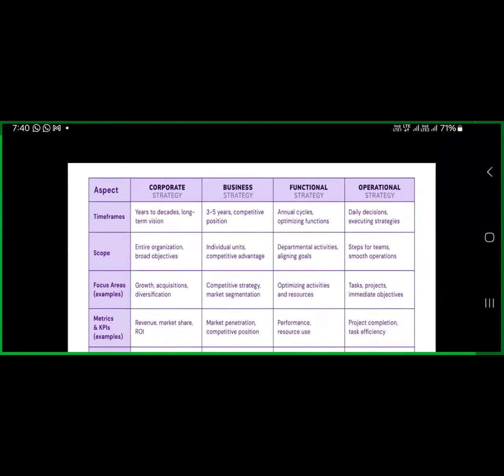Now, examples of decisions: new markets and acquisitions are the examples of corporate level strategy, whereas product launches and marketing are the examples of the business level strategy. Budgeting, recruiting are the examples of functional level strategy, whereas scheduling, task assignments are the examples of the operational level strategy. So this was related to the three levels of strategy. Sorry, four levels of strategy, that is corporate, business, functional, and operational.